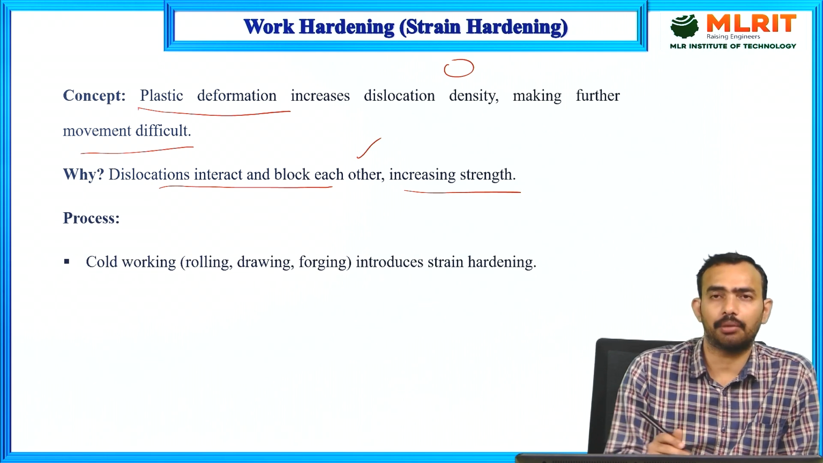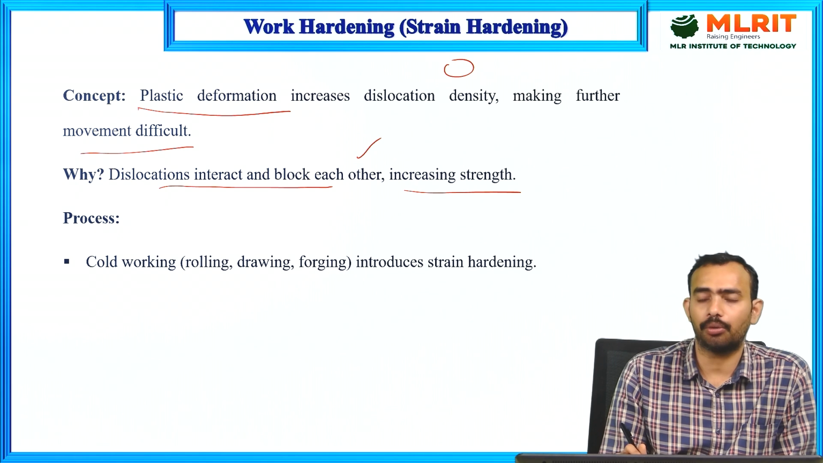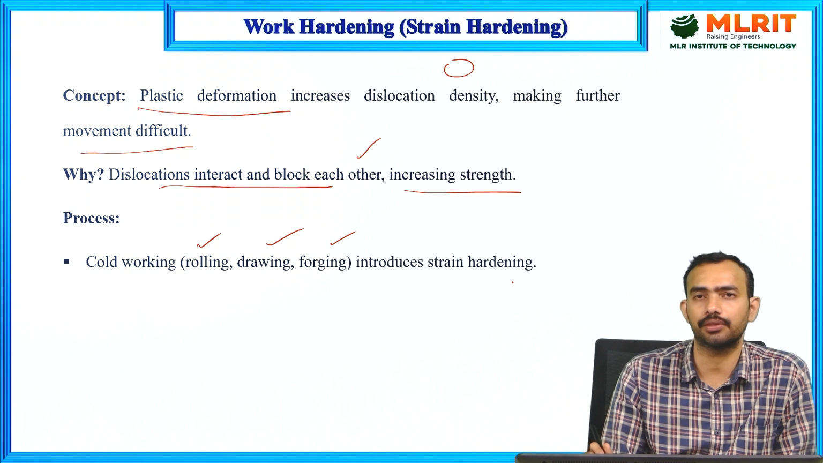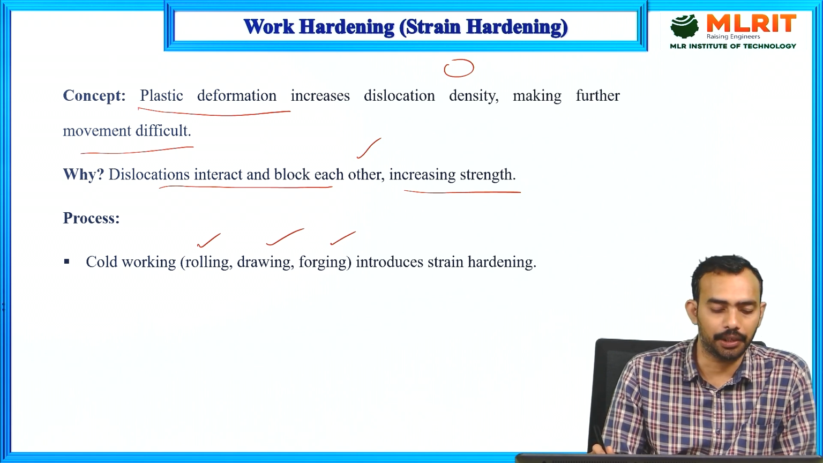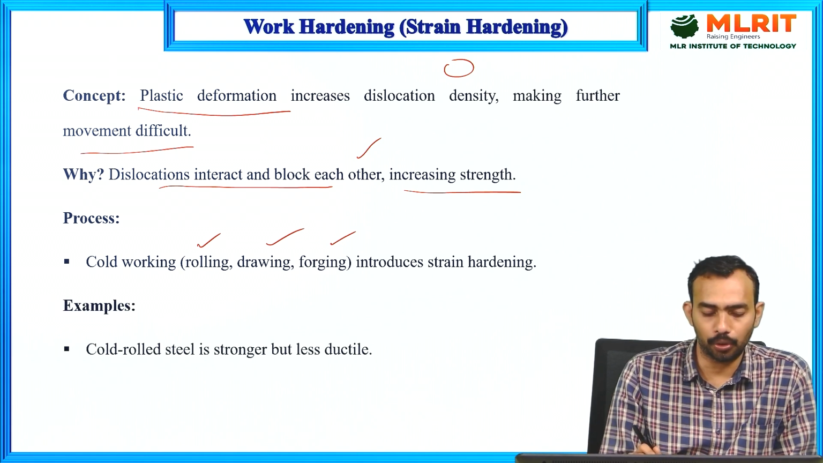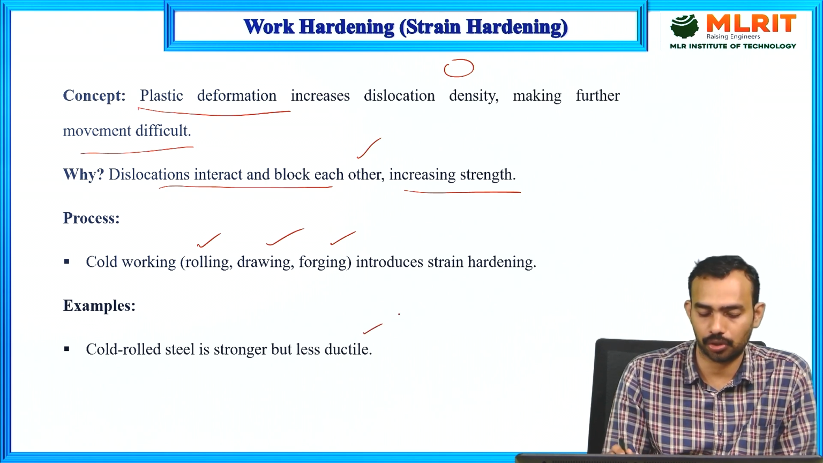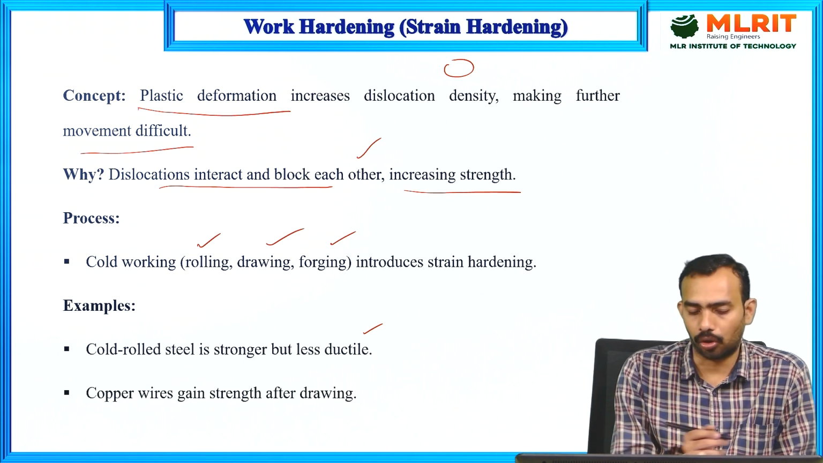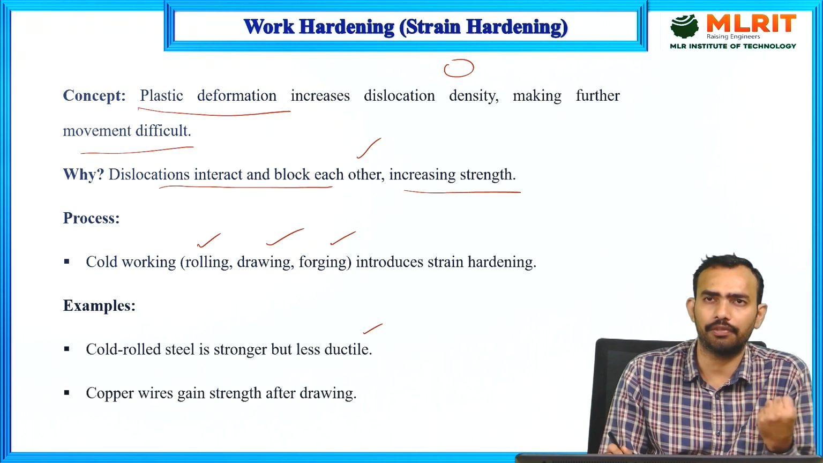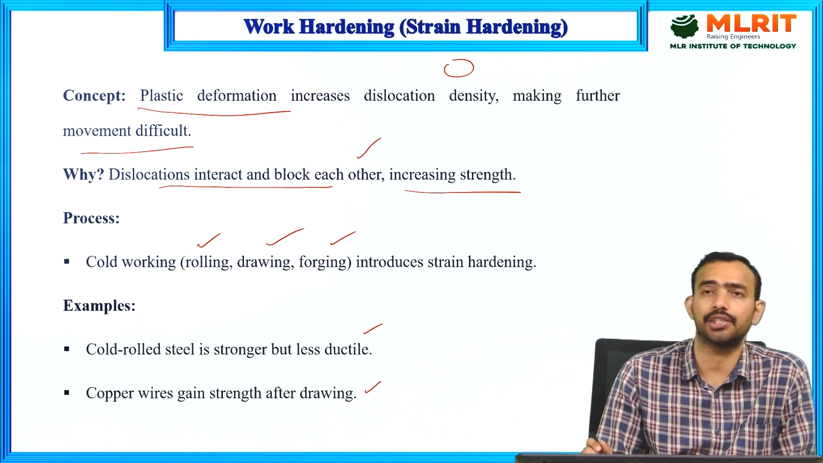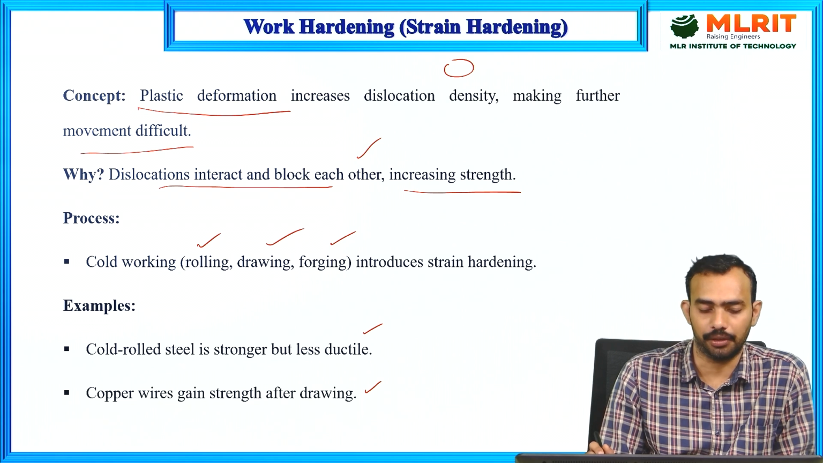The process is something similar to the cold working operations that we perform, like rolling, drawing, and forging techniques that have been introduced to strain harden the material. Examples could be cold rolled steel, which is stronger than hot rolled steel but less ductile in its nature, and drawn copper. Pure copper is soft in nature. So the copper wires that have been drawn through this method will have significant strength because of the plastic deformation that we are introducing into the material through the drawing process.